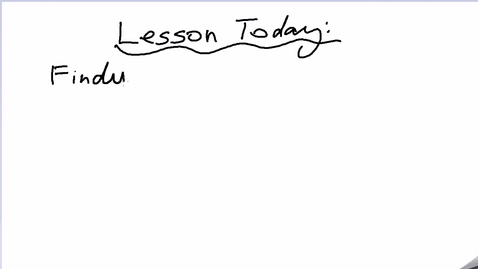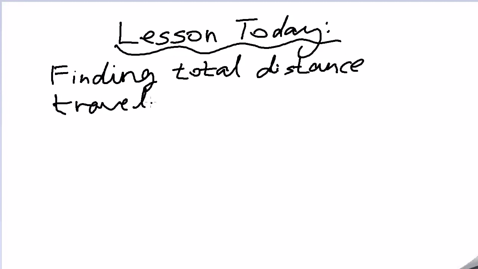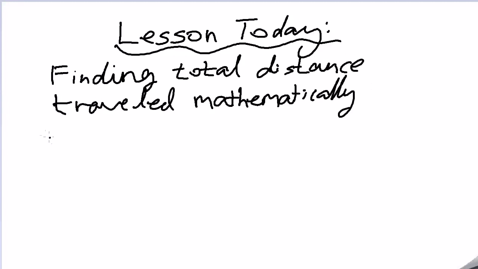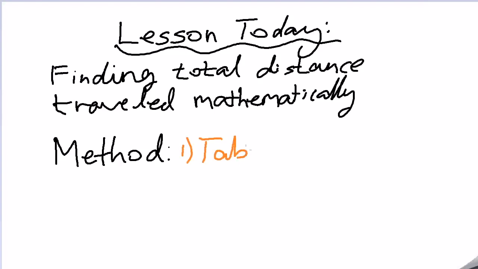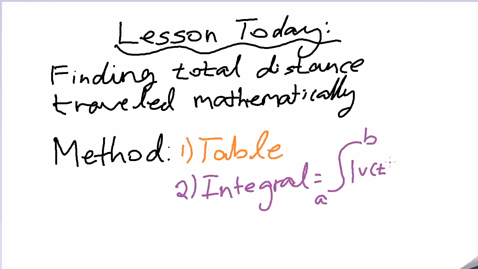Our tutorial today will be finding the total distance traveled by a point mathematically. We're going to be using a few methods to try and figure this out. The first one we're going to use is going to be the table method. If you haven't heard of it, that's okay, we're going to go over it. Then we're also going to use integrals.